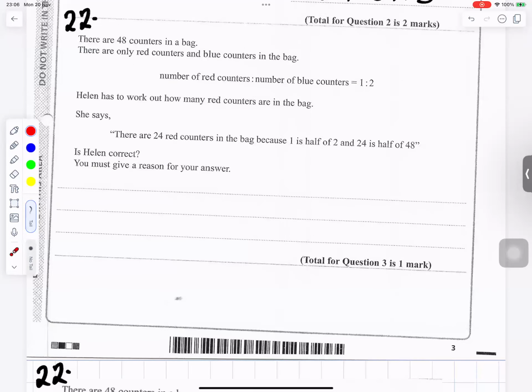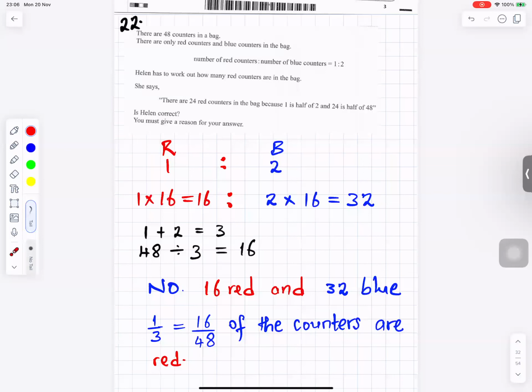Question 22. Red is 1, blue is 2. So we have 1 plus 2 is 3. And we have 48 divided by that 3, it gives you 16. So for the red, 1 times 16 is 16. For the blue, 16 times 2 is 32. So we have 16 and 32. So the answer is no, because we have 16 red and 32 blue. And what is 16/48? 16/48 is 1/3.